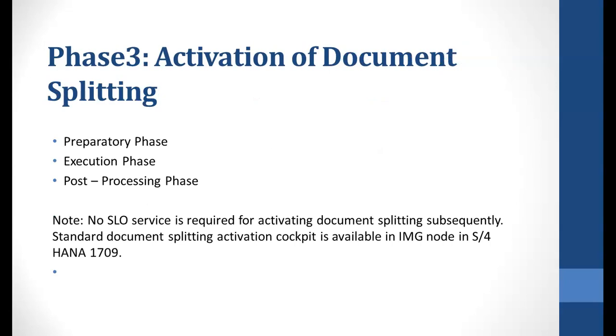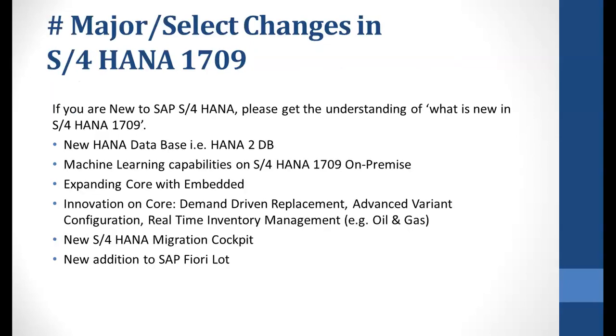Now phase 3, activation of document splitting. We have the preparatory phase, the execution phase and the post-processing phase. And there are no system landscape optimization services required for activating document splitting subsequently. The standard document splitting activation cockpit is available in the IMG node in SAP S4HANA 1709.